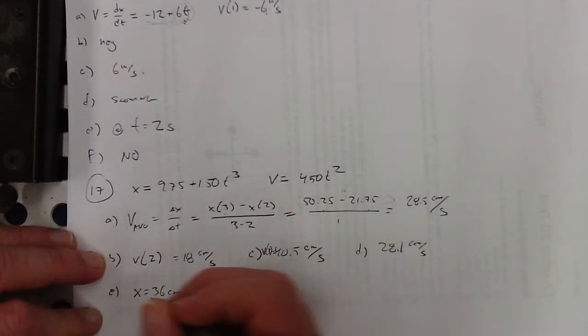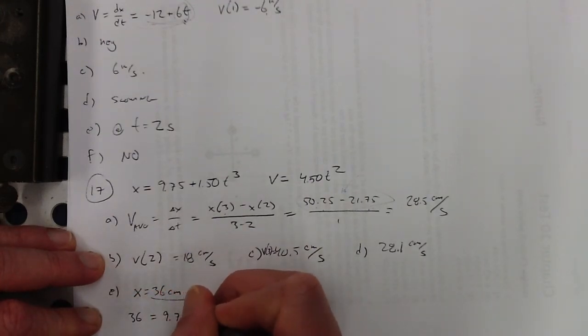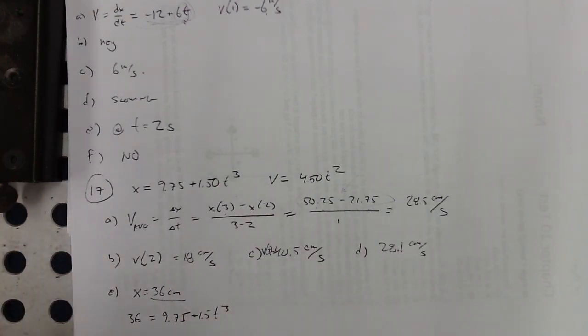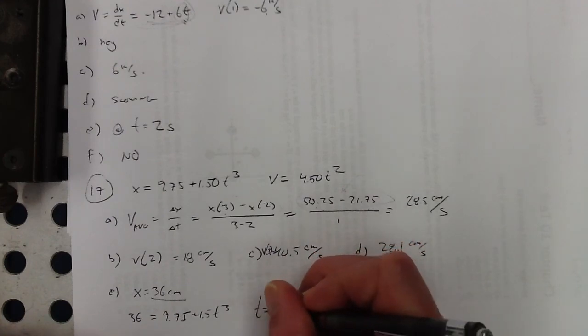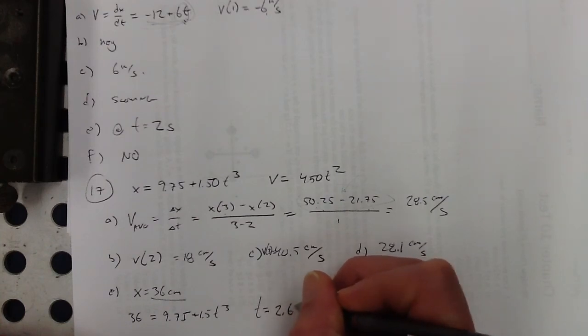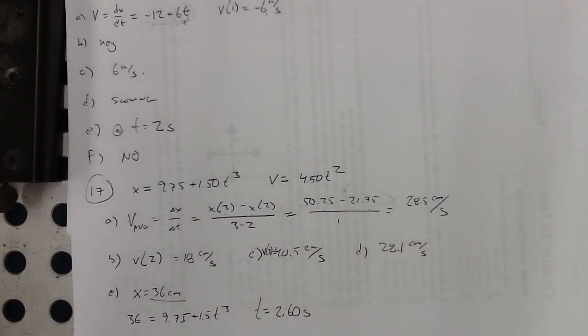Well, I have the position function here. So 36 equals 9.75 plus 1.5 t cubed. I'm going to do a little bit of algebra. 36 minus 9.75, and then I need to divide that by 1.5, and then I need to take the cube root of that, or raise it to the 1/3 power. That's another way of doing that. And that gives me a time of 2.60, rounded to 3 sig figs.